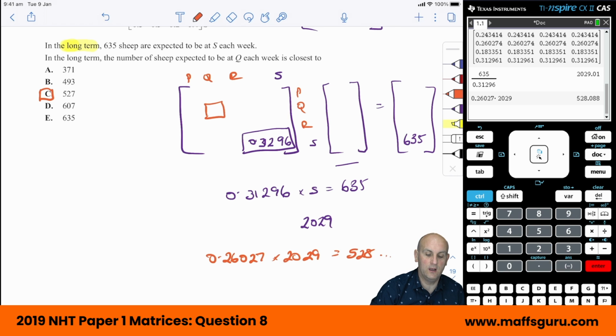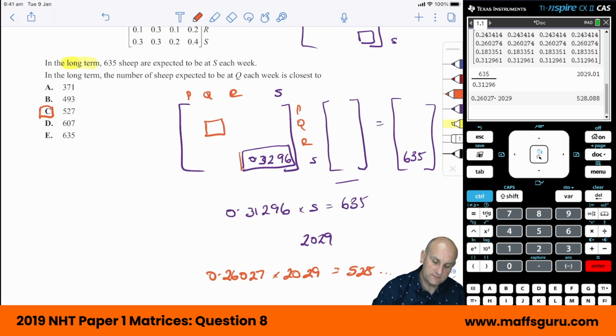All right, so again, we are looking at the fact that this value here multiplied by our long-term number of sheep is going to give me 635, because that's the percentage, yes, that we're going to be using.